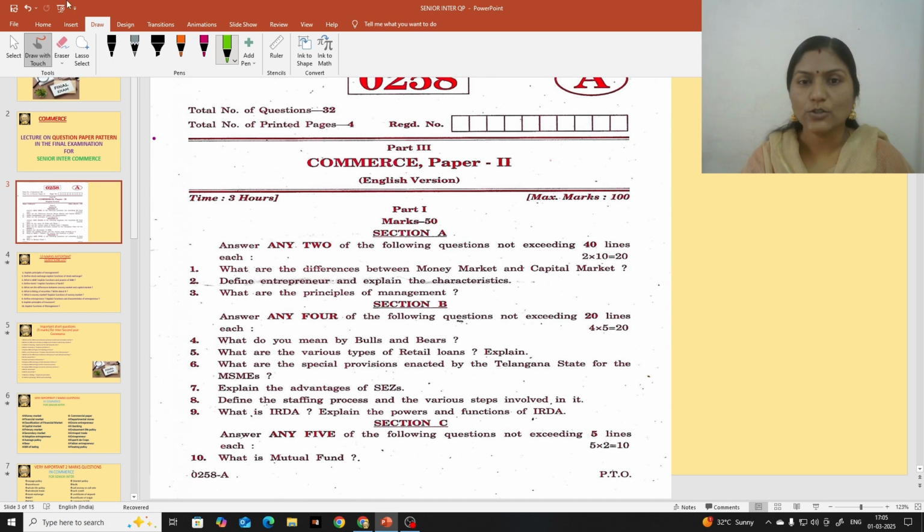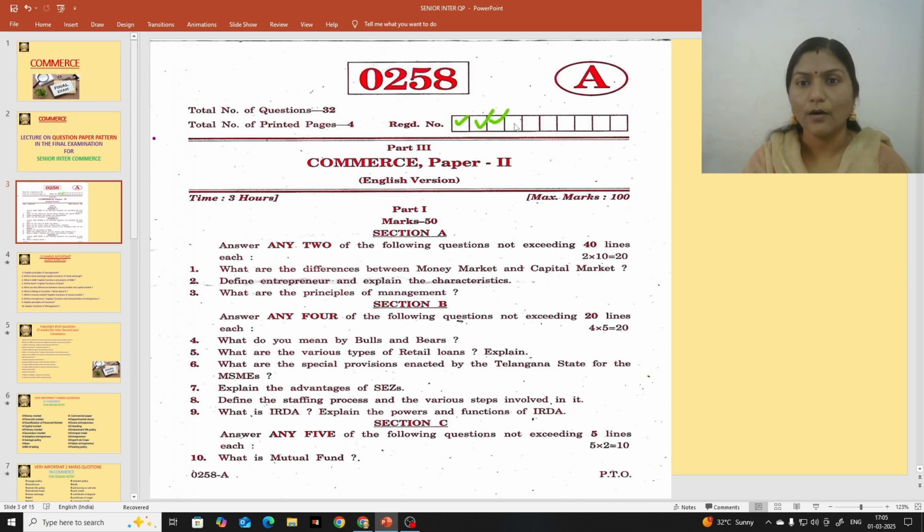This is how you will get the question paper, students. Whenever you receive the question paper, you should write your hall ticket number in the box provided here. First of all, your duty is writing the hall ticket number on the question paper, but don't write anything else. Here you can see this is the commerce paper, paper 2. Paper 2 means second year commerce paper. I am going to discuss the second year commerce question paper pattern.